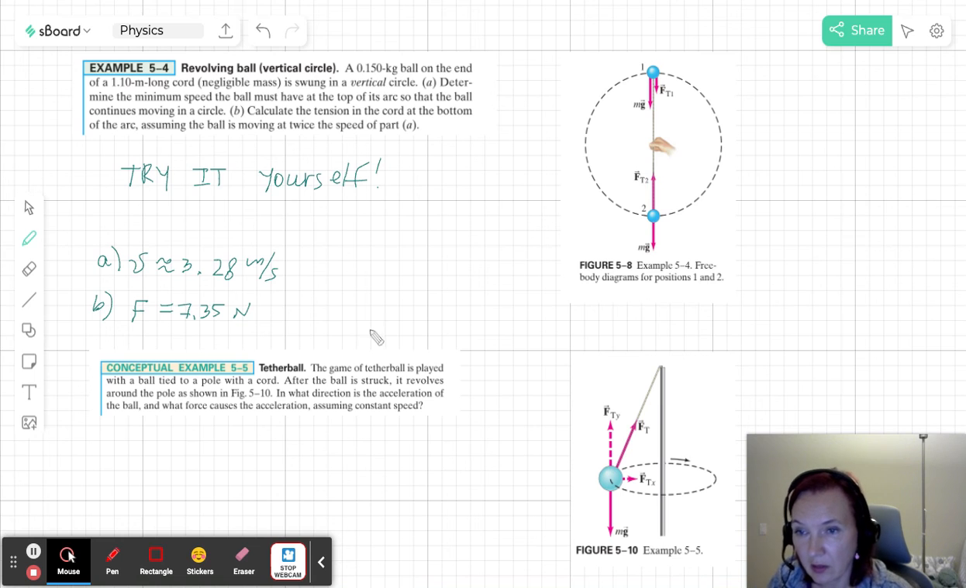All right, and then another example that I have here is checking how well you understand the concept. It's about the tetherball, and the question is the following. After the ball is struck, it revolves around the pole as shown on this diagram. In what direction is the acceleration of the ball, and what force causes the acceleration, assuming constant speed? That's the question. I'm going to leave you with that, and that's it for today.